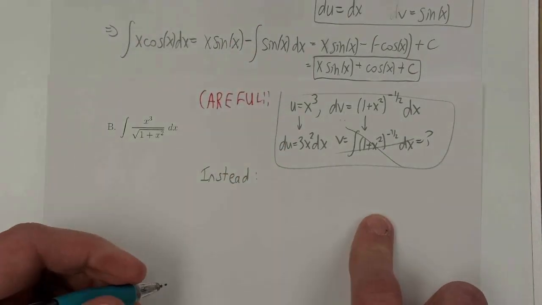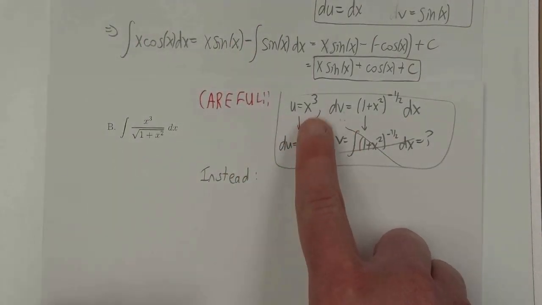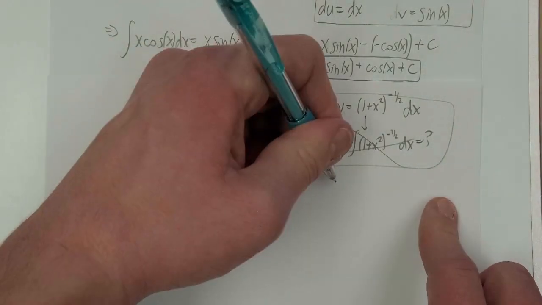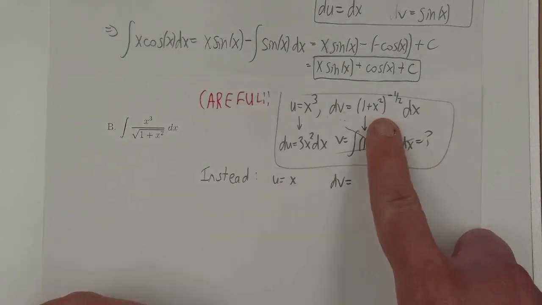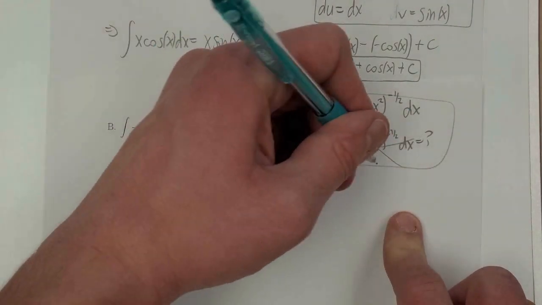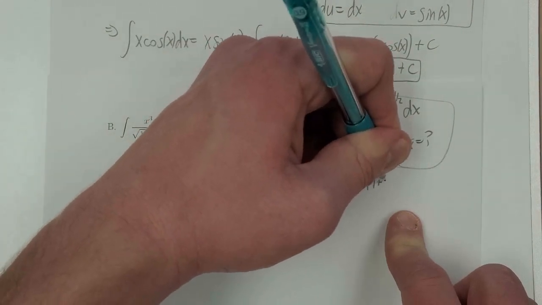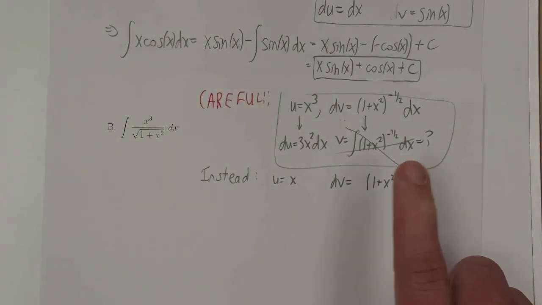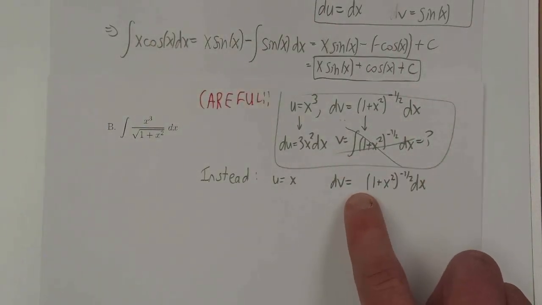Ultimately, we will need to have x to the power of something as our u. So u equals x to the something. But how do you think we can rectify our choice of dv given the integration techniques that we know so far? We're still going to have 1 plus x squared to the negative 1/2 dx, that's for certain. But what do you think we're going to need to multiply here to be able to work with the integration techniques that we already know?